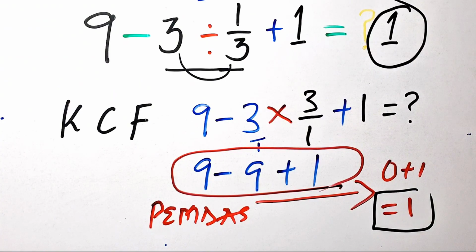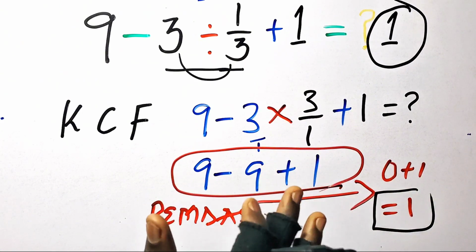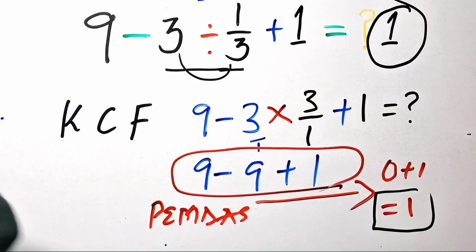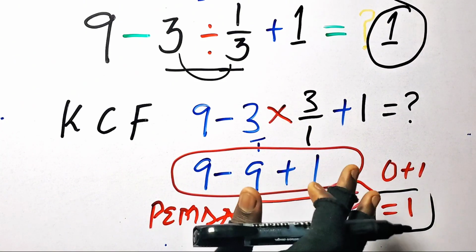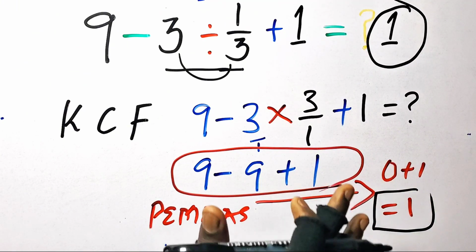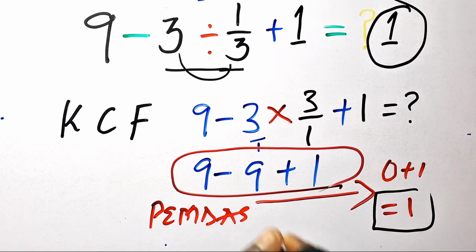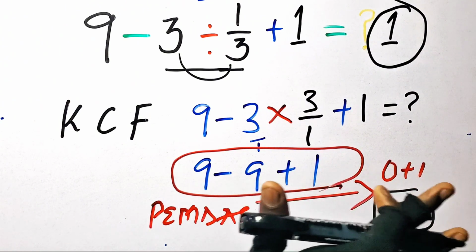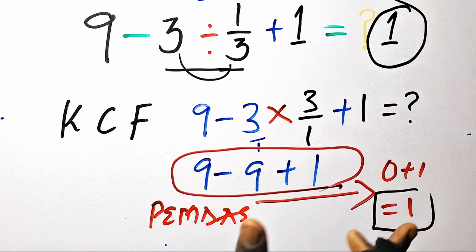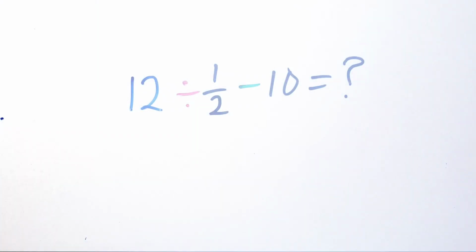The correct answer is 1. The people who said 9 fell into the divide by 3 trap. So, are you team 1 or team 9? If you typed it into a calculator as 3 divided by 1 divided by 3, you probably got the wrong answer too.